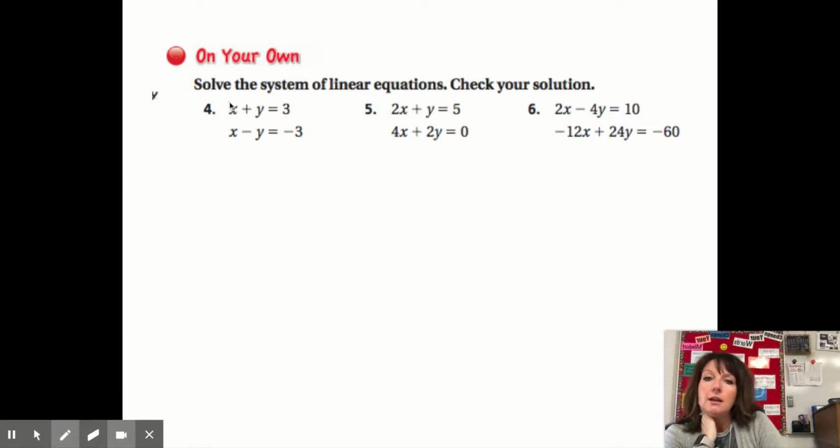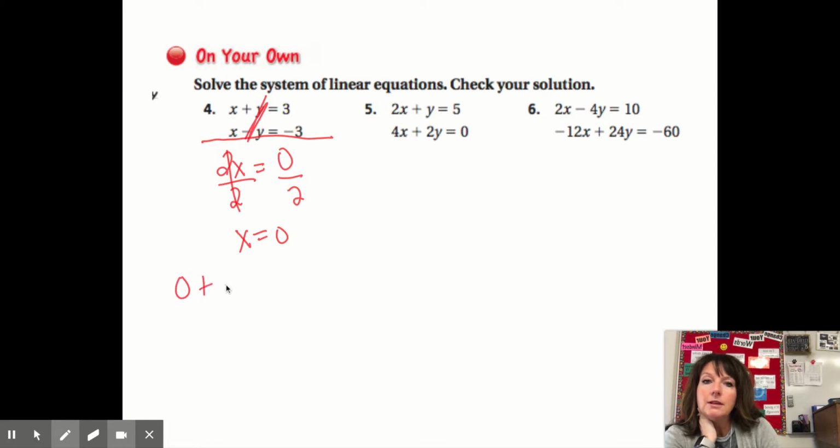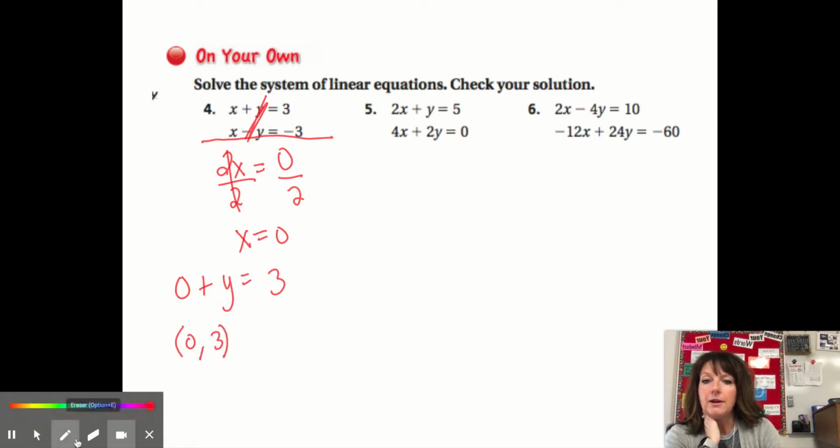So let's go ahead and do that. I'm going to go ahead and just put these in. Well, actually, let's just do elimination, because look at this. The y's are already set up to cancel. So if we add, we get 2x is equal to 0. So x is equal to 0. So if we have 0 plus y is equal to 3, so y is equal to 3. So we should have (0, 3) as the ordered pair.